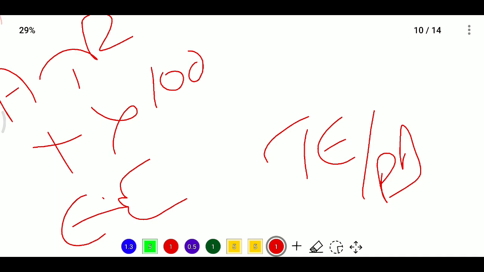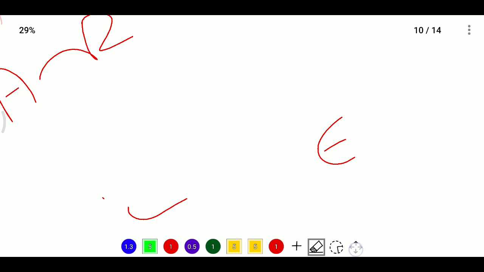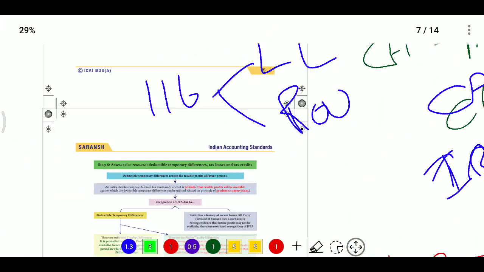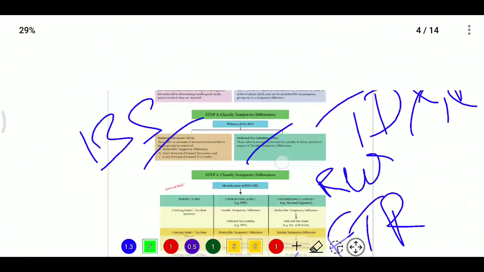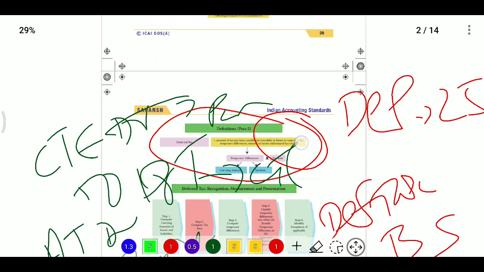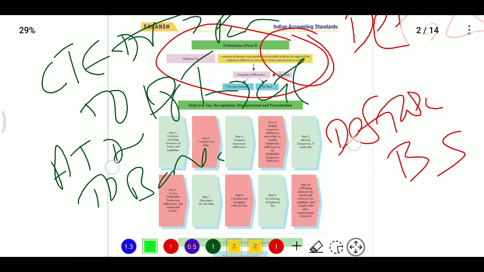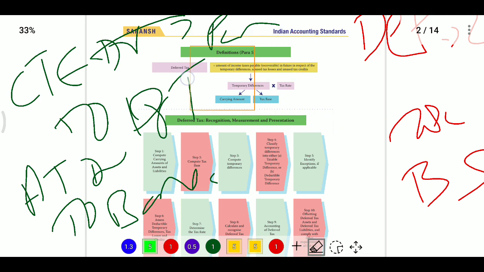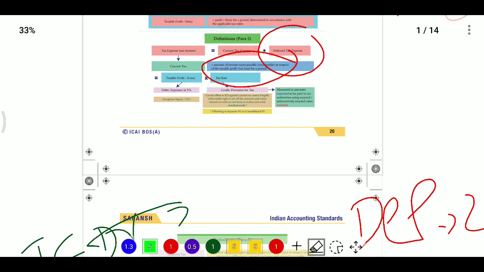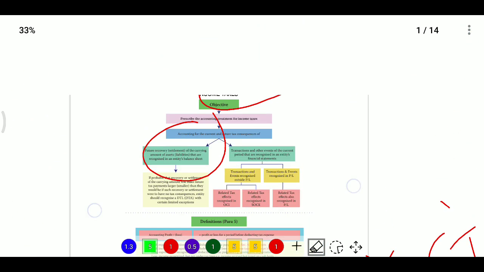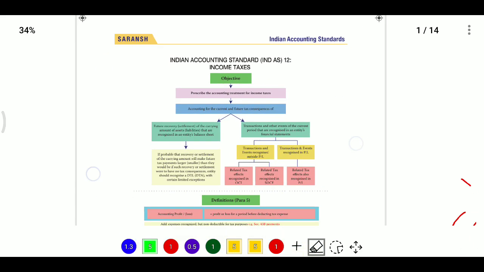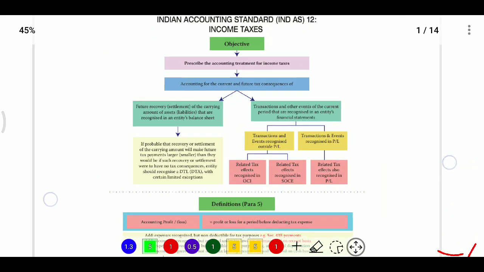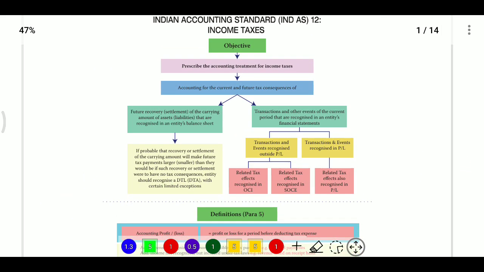This is Ind AS 12, the income tax case. Now we will give the summarized story of this income tax. So firstly we started with the definition of income tax. This standard, simply we started with deferred tax. Ind AS 12, we started with the definitions.